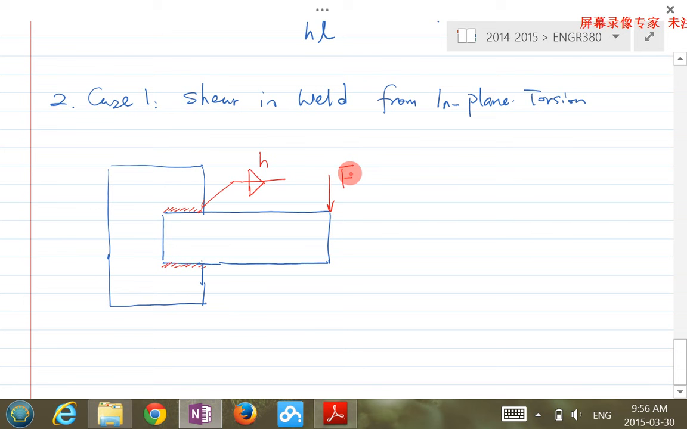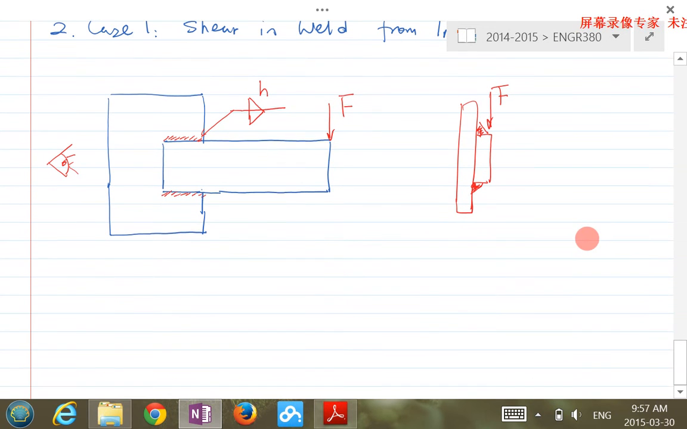If I look at it from the side view, from this side here, what do we see? We see a plate, and then another plate here, and then we see the welds. And then the force is over here.